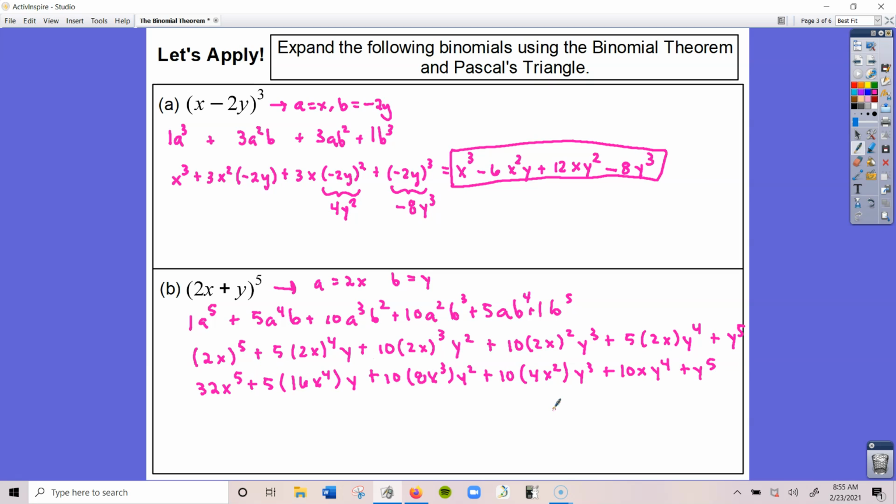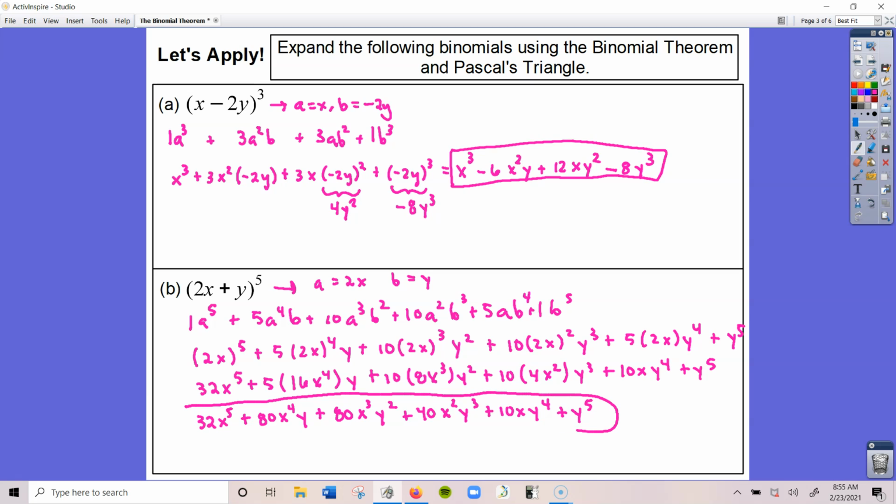Now we just need to clean up a couple more of these terms. So we have 32x to the fifth plus 5 times 16 is 80, x to the fourth, y, plus 10 times 8 is 80, x to the third, y squared, plus 10 times 4 is 40, x squared, y to the third, plus 10x, y to the fourth, plus y to the fifth. And this would be my final answer.